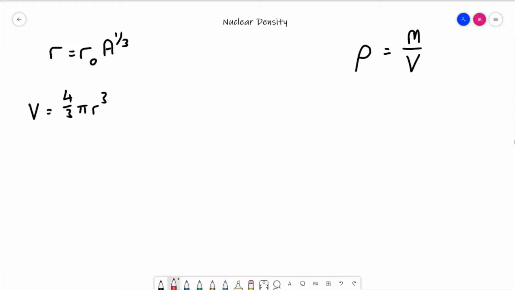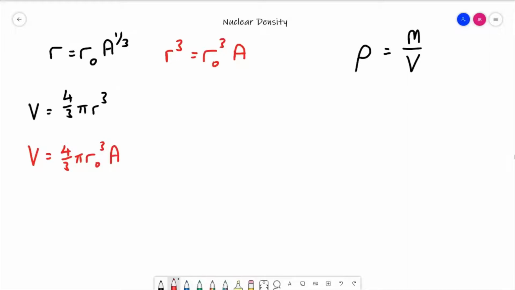So if we take r is equal to R0 A to the third and cube it through, we end up with r cubed is equal to R0 cubed multiplied by A. Obviously the cubed and the cube root there will cancel each other out. The volume of a nucleus is therefore 4/3 pi, and then we can substitute in for r cubed with R0 cubed multiplied by A.